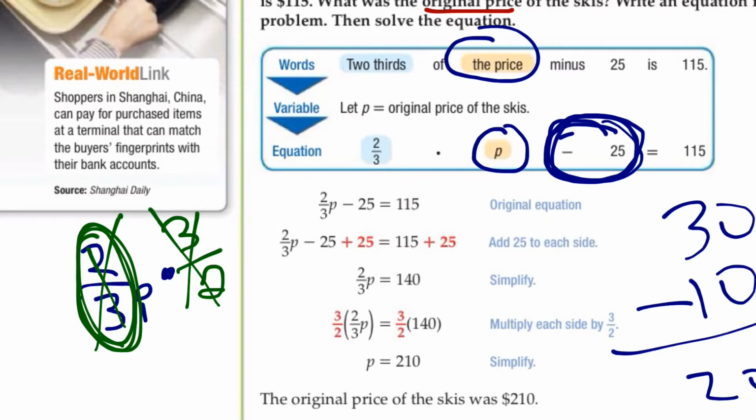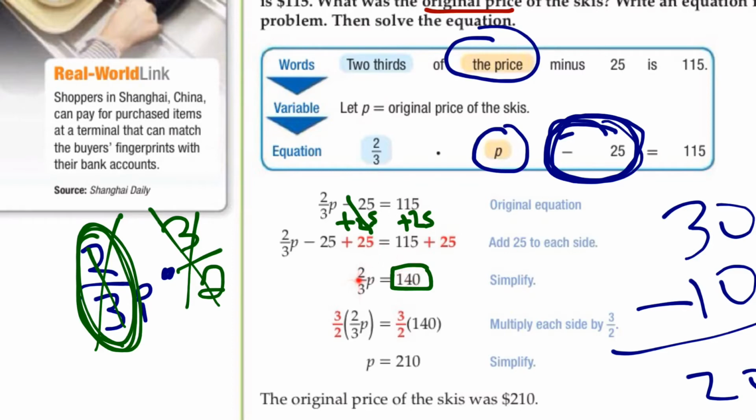So, here we go. What's going to end up happening, notice that we want to get rid of the constant first. Yesterday, they said to get rid of the constant first, and you should always get rid of the one that's not with the variable, which is 25. So the opposite of negative 25 is what? You got it right. It's positive 25. But if I do that on one side, I do it to the other. And now those are gone. Okay? And I end up getting 140. Why? Because 115 plus 25 equals 140.